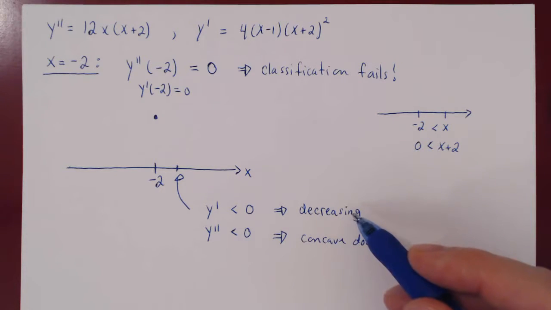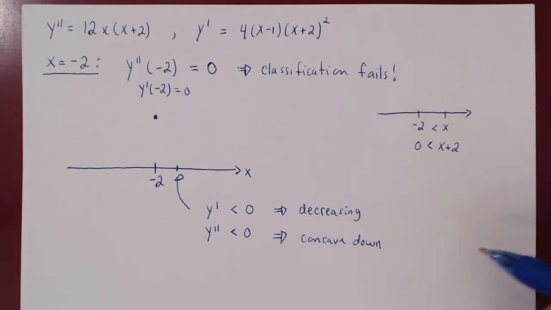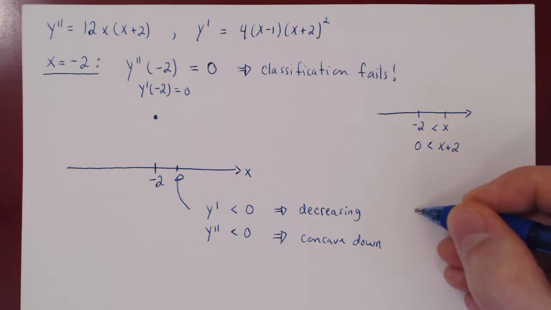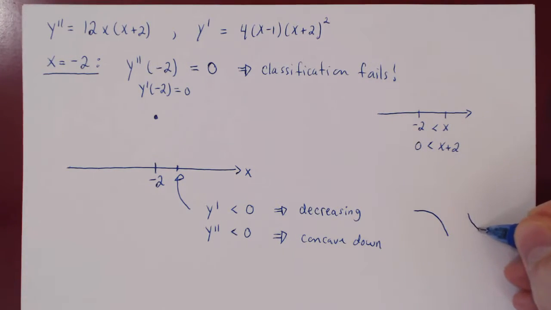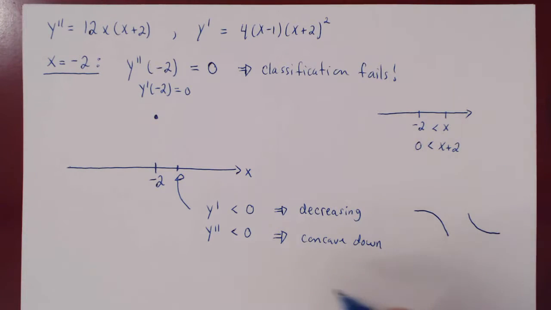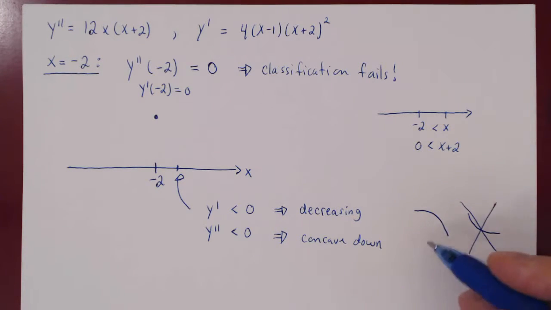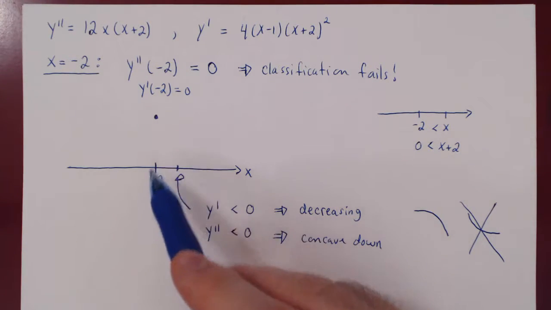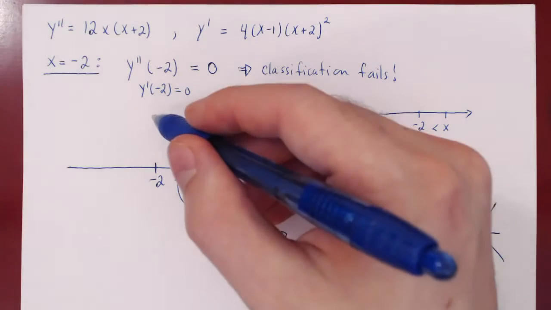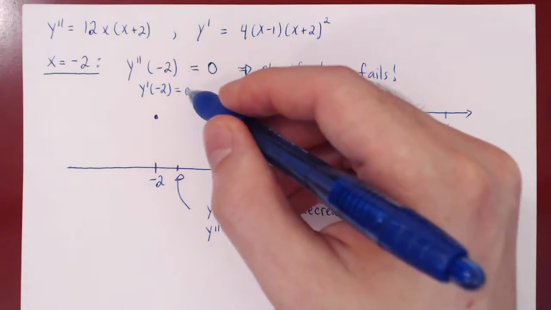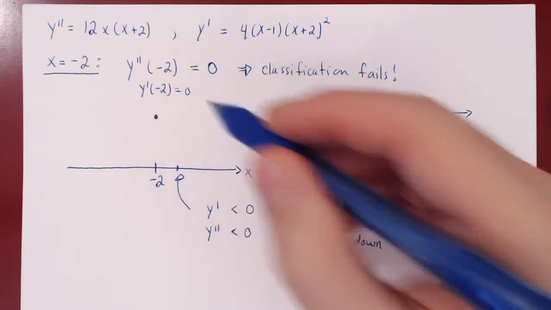The curve must be decreasing. Well, there are only two ways to have a decreasing curve. It has to be decreasing concave down or decreasing concave up. But we know that the curve is concave down, so it cannot be this one, so it has to be this one. So you see, to the right of negative 2, the curve must look something like this.